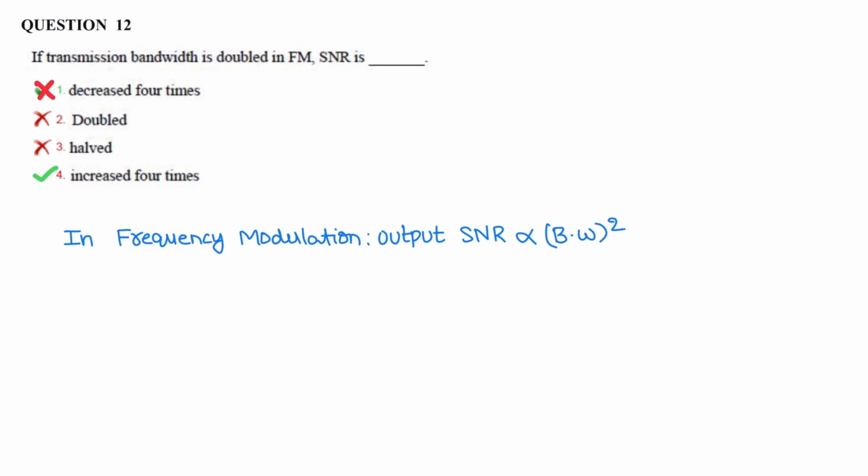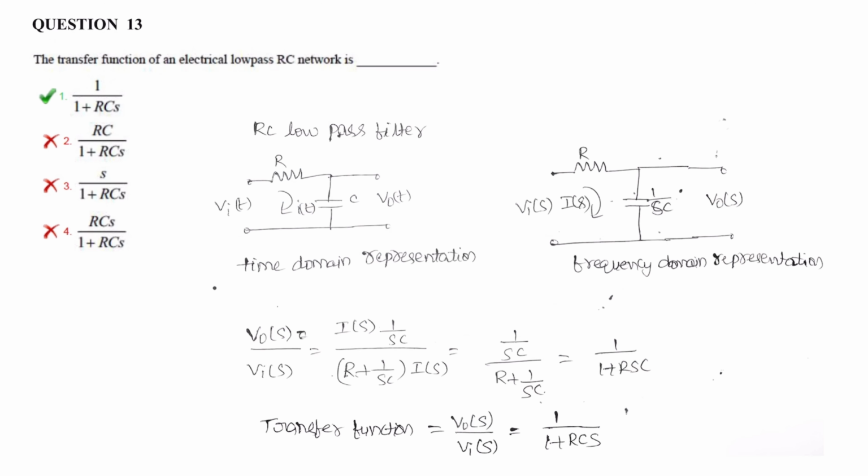Question number 12. If the transmission bandwidth is doubled in frequency modulation, the signal to noise ratio is? In frequency modulation, output signal to noise ratio is proportional to the square of bandwidth, in the approximate case. So here bandwidth is doubled, 2BW, then the new signal to noise ratio increases by 4 times. Correct answer is option 4.